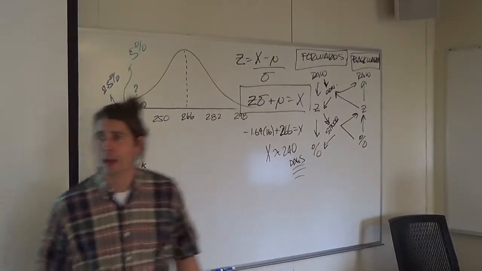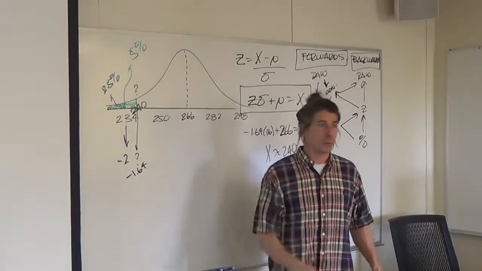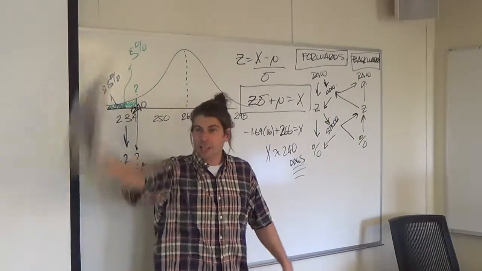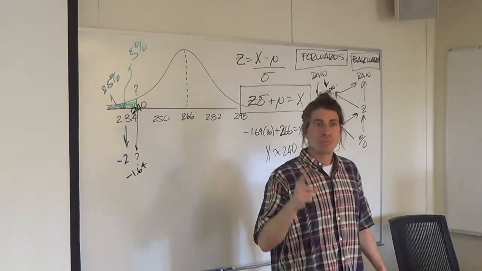Is this forwards or backwards? Forward. A vote for forward, a second for forward, a third for forward. All in favor of forward? All opposed? Any discussion? Tell me why it's forward. Because there's no percent. Good!